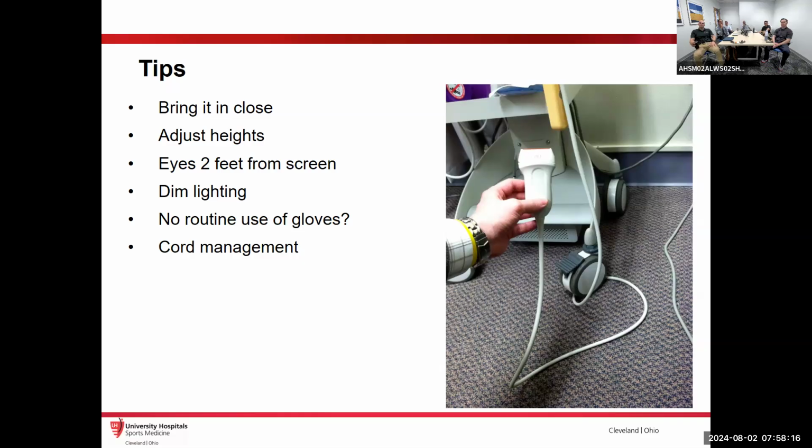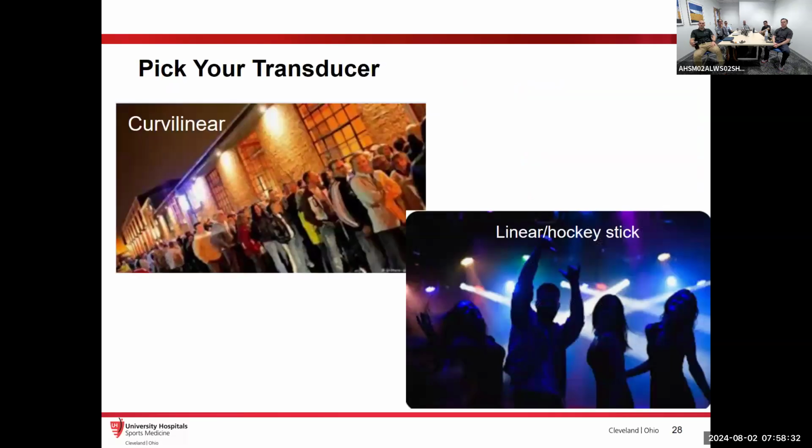Cord management: don't roll over the cord. Like I said, these transducers can be anywhere from $5,000 to $12,000. And if you ruin it because you just keep running over the cord, it makes it difficult to justify that to the people that pay for it.